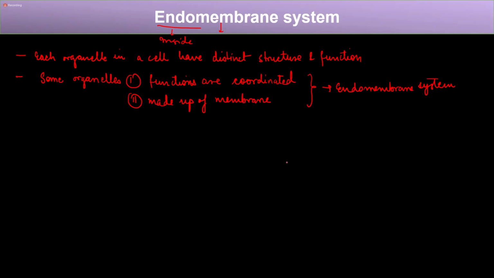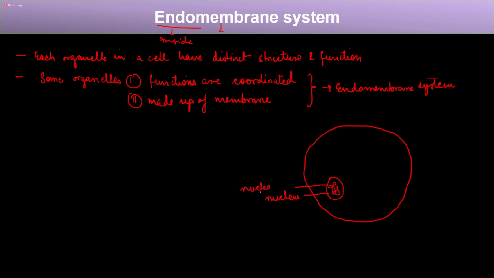Let's see, so you have a cell. In the cell, you have a nucleus, which has genetic material. This is your nucleus. Now, continuous with it is the nuclear envelope. This is the envelope, the nuclear envelope.